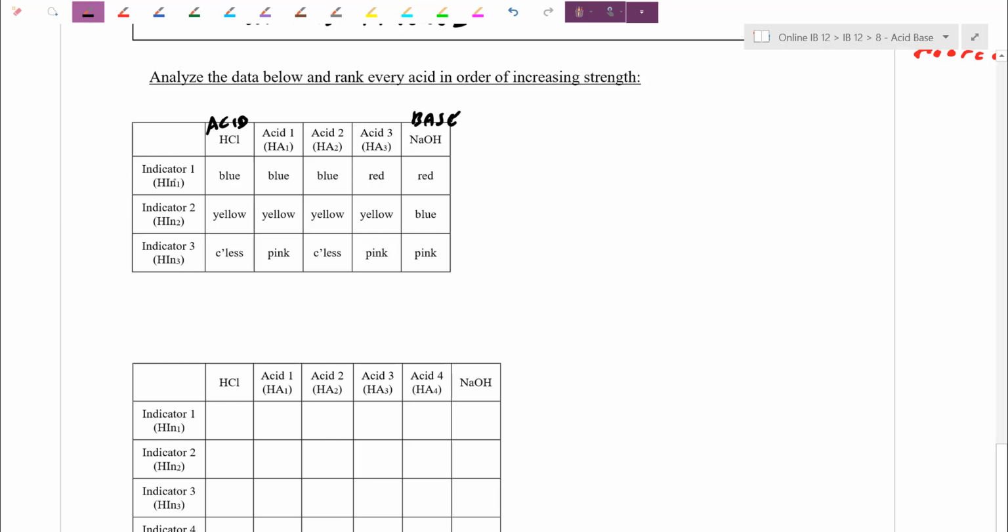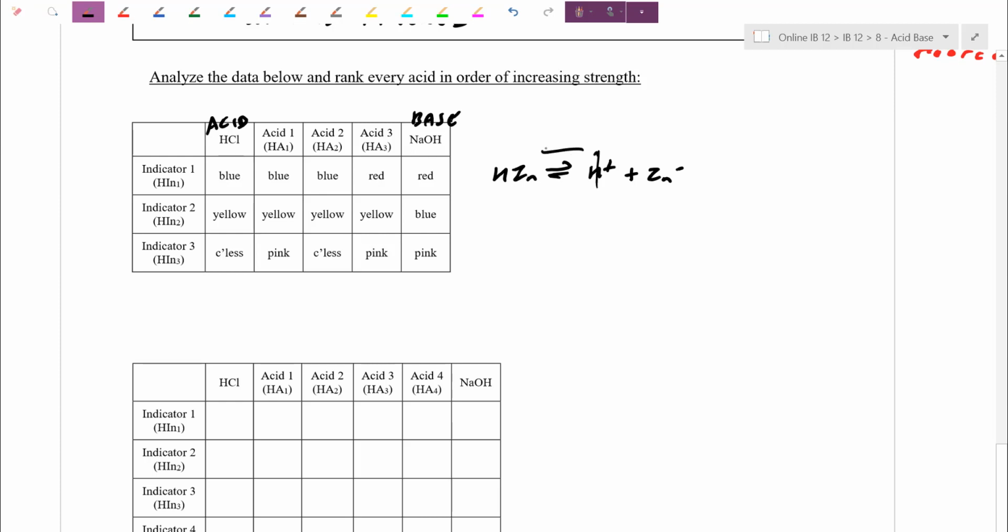So for HIn-1, the acid color is actually blue. So if I did HIn, it's in equilibrium with H+ and In-. So remember, in a very heavily acidic solution, there's a lot of H+.